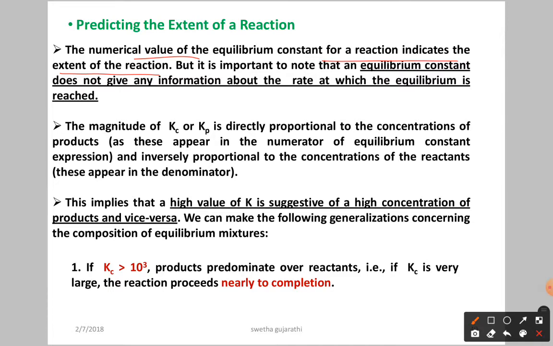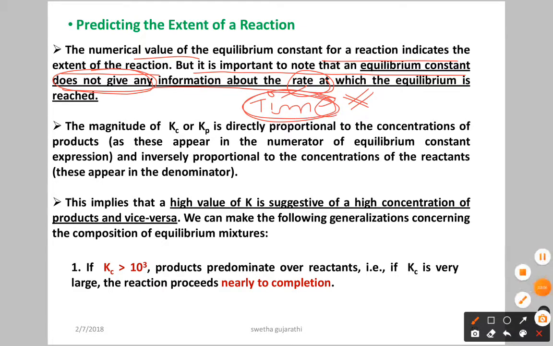But it is important to note that the equilibrium constant does not give any information about the rate at which the reaction is reached. Rate means, you can assume, time. At what time it is reached, it does not give any information. It can tell the extent, how much is completed, but it does not tell how much time is taken. You cannot know that by using the equilibrium constant.